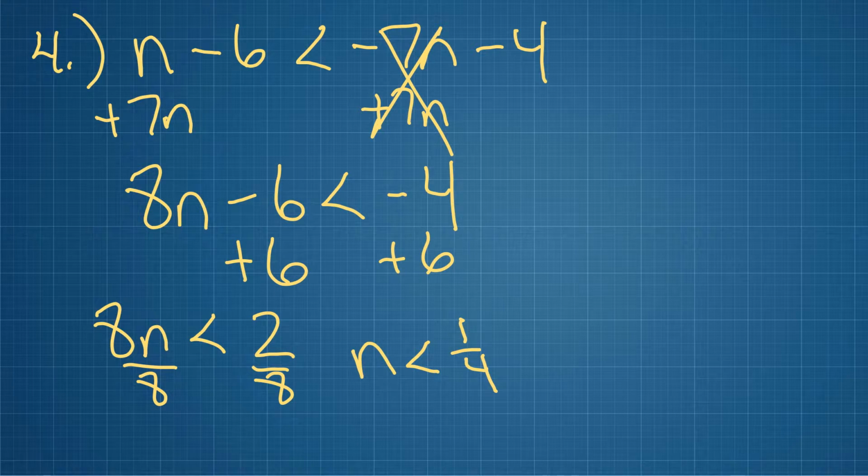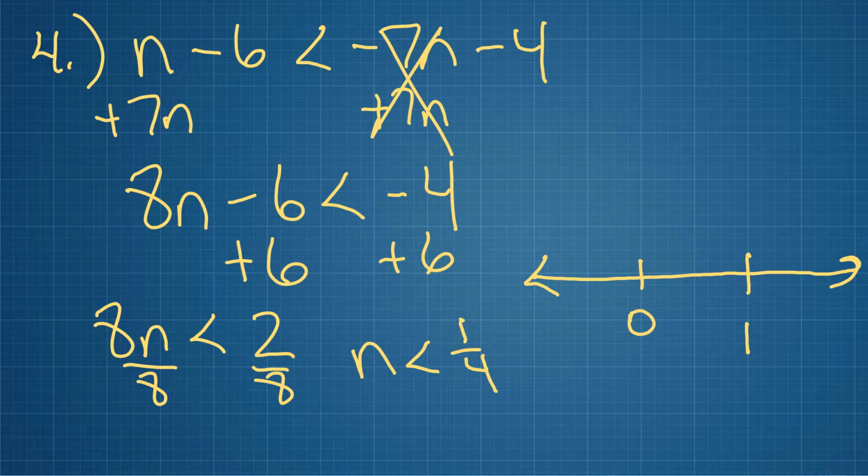If you gave me 0.25, that's okay as well. I do prefer 1/4. I make my number line. If you want to put a bunch of different numbers on there, you can. I'm just going to put 0. Maybe I'll put 1 right here. There's 1/4.